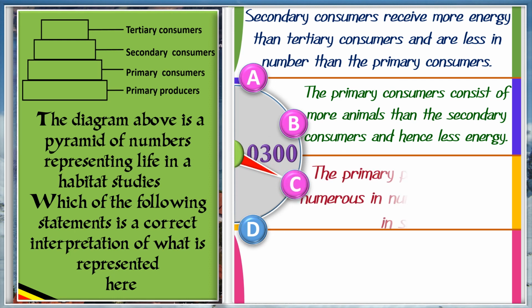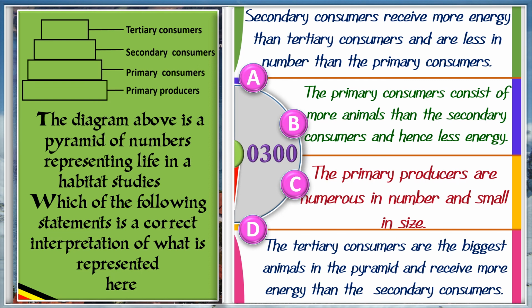C. The primary producers are numerous in number and small in size. D. The tertiary consumers are the biggest animals in the pyramid and receive more energy than the secondary consumers. And the answer is A. Secondary consumers receive more energy than tertiary consumers and are less in number than the primary consumers.